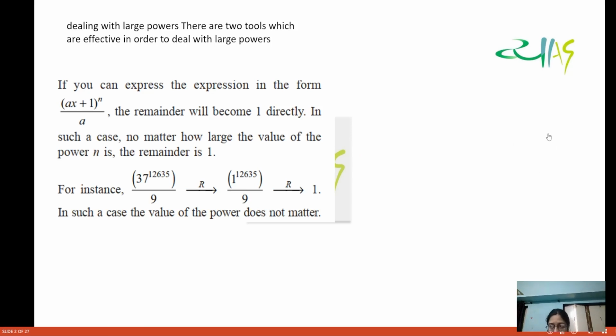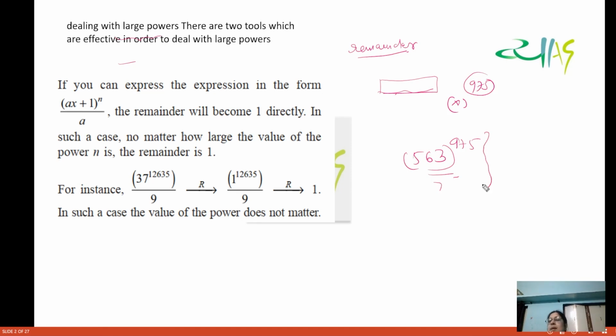So see how to deal with large powers. Whenever you are given to find out the remainder, sometimes you will be given very large power. So how will you do that? Because we have already only studied simple calculation, simple in the sense it is not given like x to the power 975. For example, you are given 563 to the power 975 divided by 7.